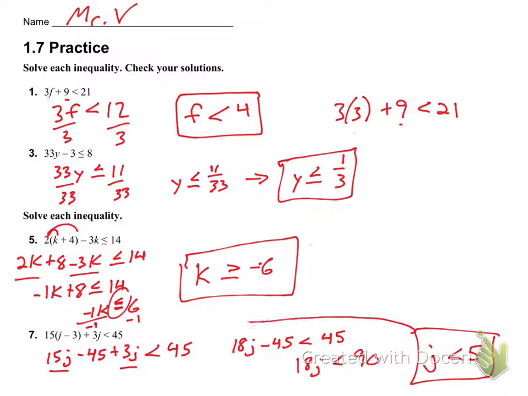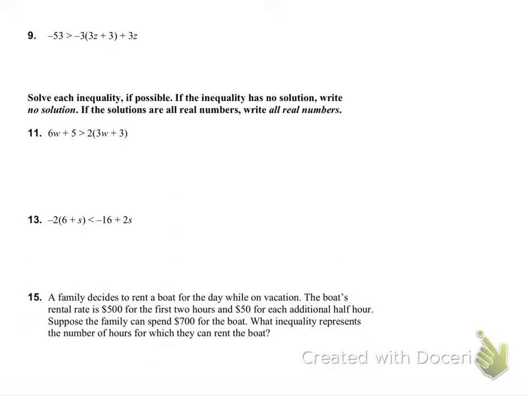And again, you can just take this and plug it in. All this is saying is the rule is that j has to be less than 5. All right, 9. I'm going to distribute and then combine like terms. So I'll have negative 53 is greater than negative 9z minus 9 plus 3z. Can I combine like terms? I'll have negative 53 is greater than negative 6z minus 9.